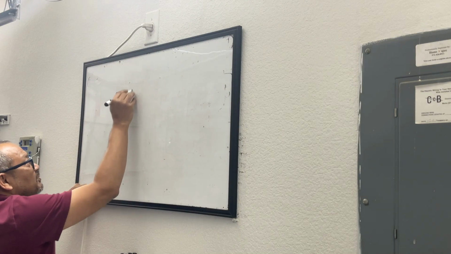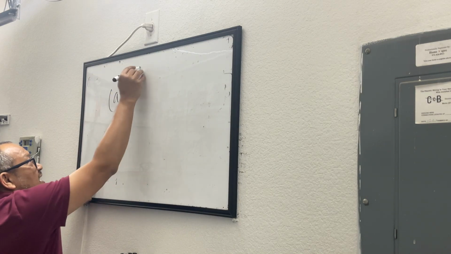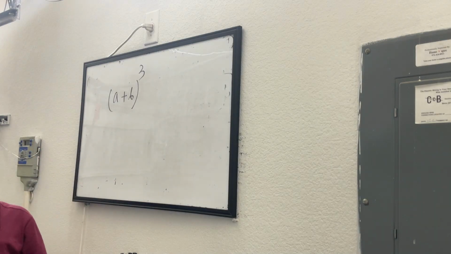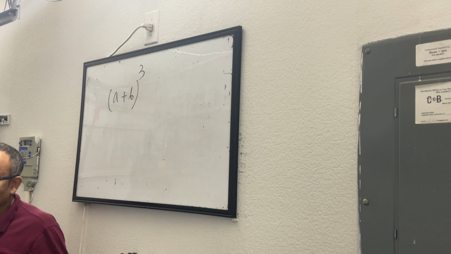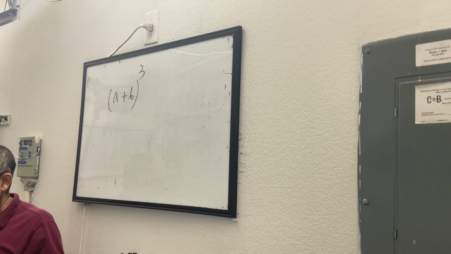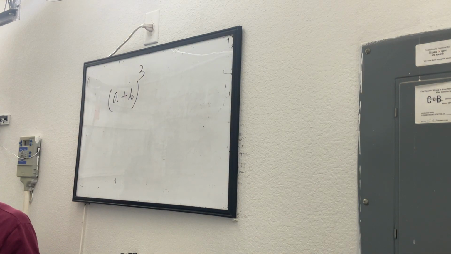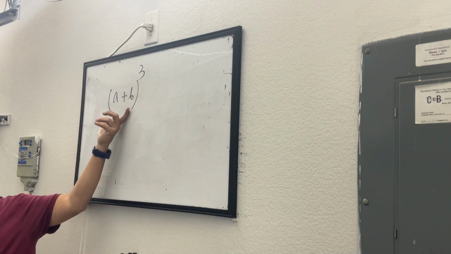Now, going back to the point that I was making in the beginning. Can somebody help me find out a plus b cube? Not a cube plus b cube. I'm saying a plus b whole cube. A plus b in parentheses to the power 3.